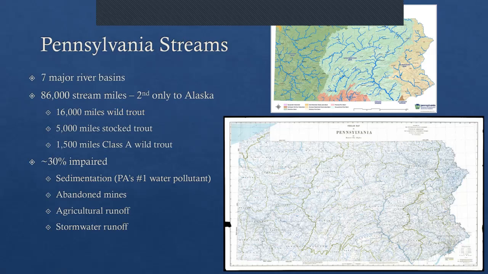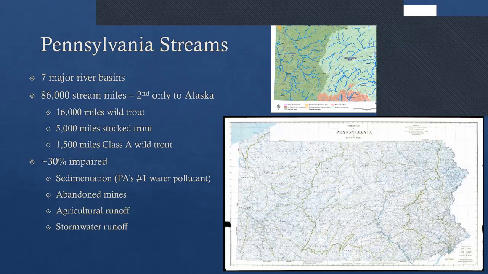So we can't talk about streams unless we talk about Pennsylvania in particular. Pennsylvania has 7 major river basins. You don't need to know them all. However, we are located in the light green area there, in the Susquehanna River Basin. Of course, that's where we're at, and that drains into the Chesapeake Bay and eventually into the Atlantic Ocean.